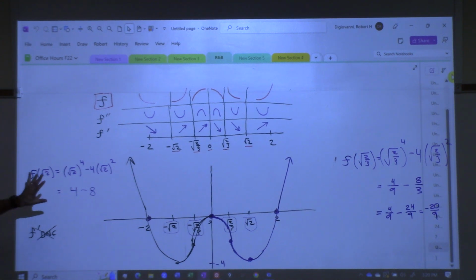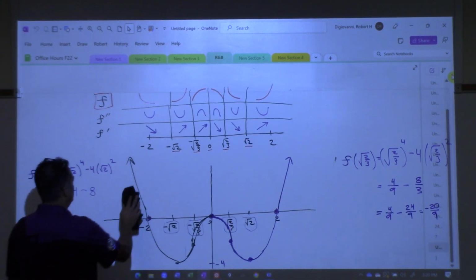Do we need to look at the computer to verify it? Y'all believe that's what it looks like? Okay. All right.